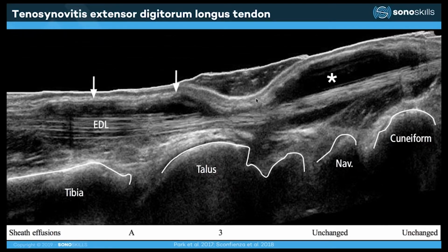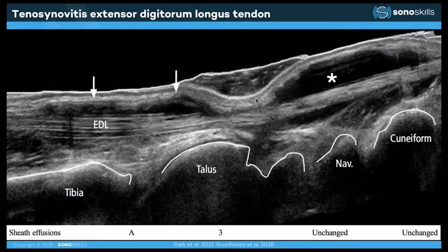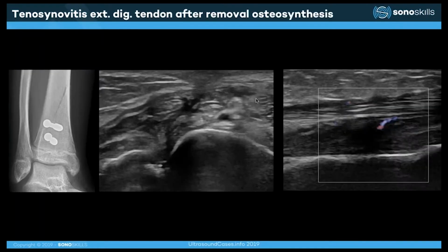Sheath effusions can be checked with ultrasound, very good for sheath effusions. And this is longitudinal, so let's look at it in a transverse way. It's the same image or the same structure, and also here it can be confirmed that there is actually a fluid mass around the tendons.